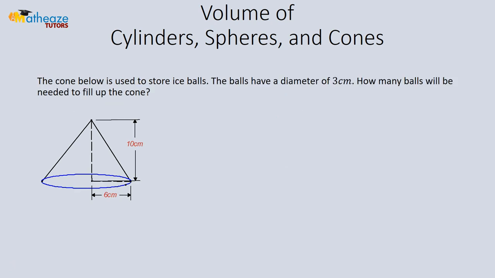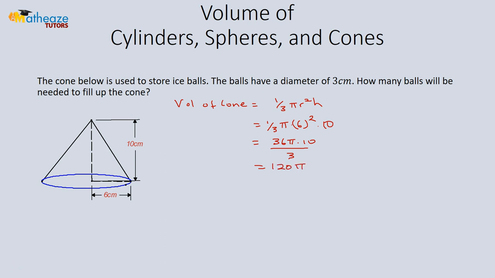So the cone below is used to store ice balls. The balls have a diameter of 3 centimeters. How many balls will be needed to fill up the cone? So let's look at the volume of the cone. Volume of cone, 1/3 pi r squared h, which is going to give us 1/3 pi times 6 squared times 10, which is 36 pi times 10/3, which is 120 pi.